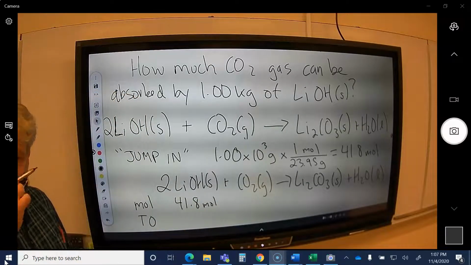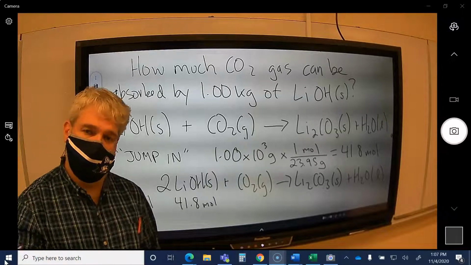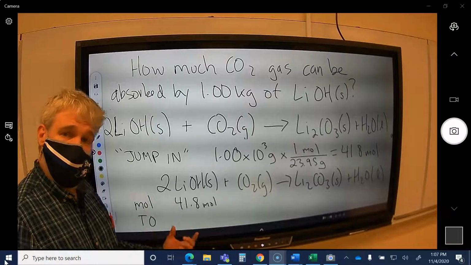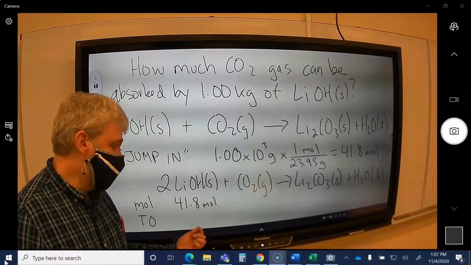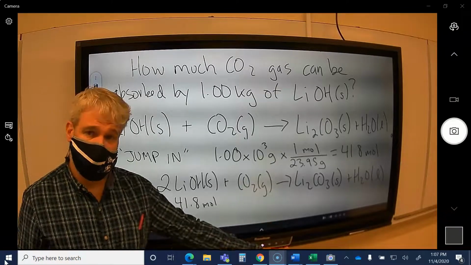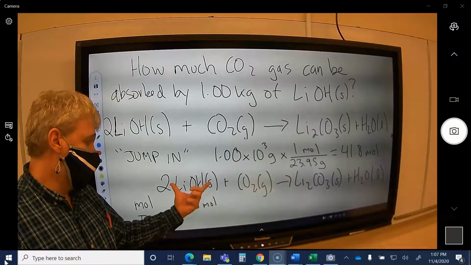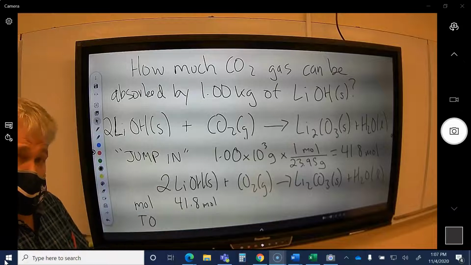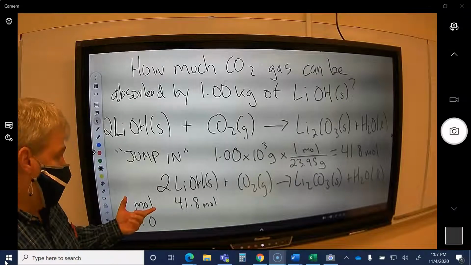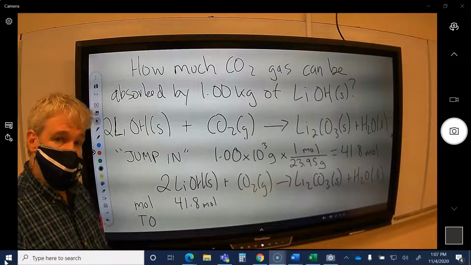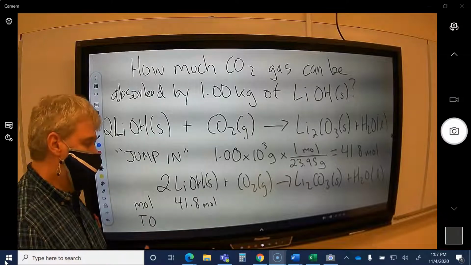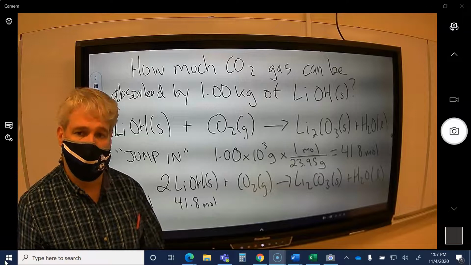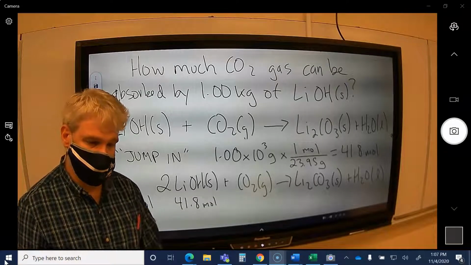Now we need to stop and take stock. Remember what the fundamental question and the point of using a turnover table is. We need to figure out how many times we can do this chemical reaction starting with the moles of the stuff that we put in our turnover table. So we jumped in with our 41.8 moles of lithium hydroxide. How many times are we going to be able to do the chemical reaction? Pause the video and see if you can figure this out on your own. Think carefully.